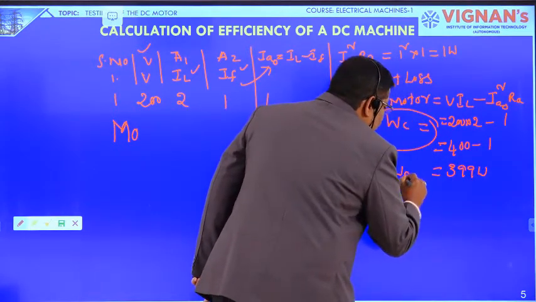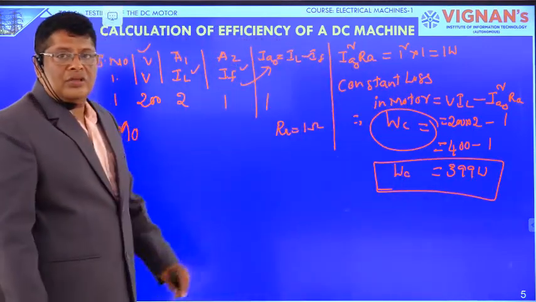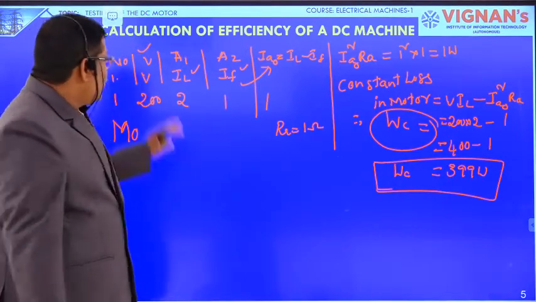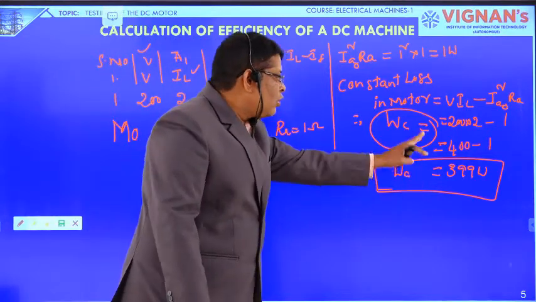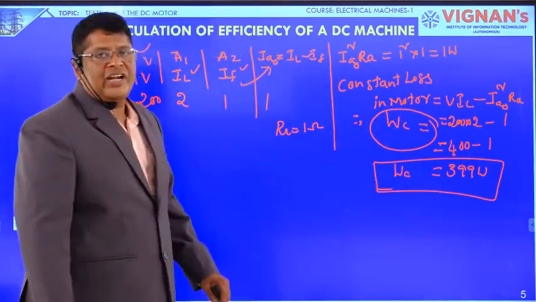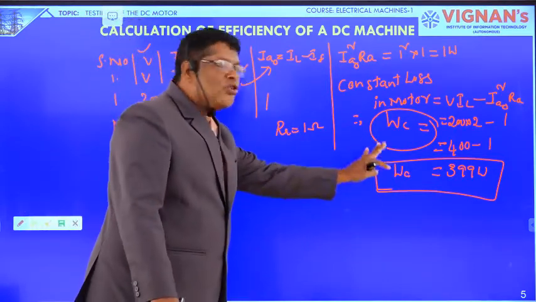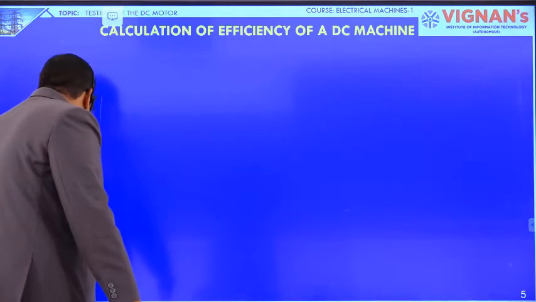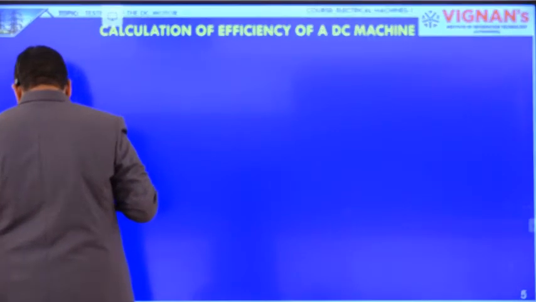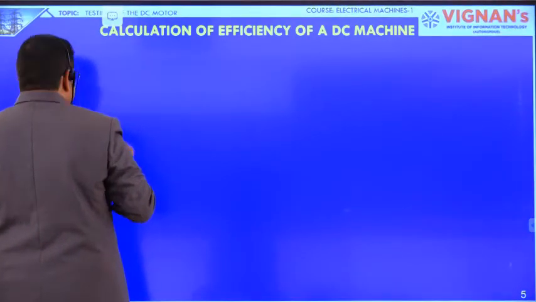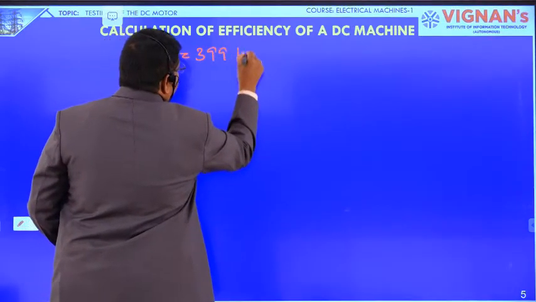This is the constant losses in a motor. I have taken some example. If we take these readings in a Swinburne test, we are getting the constant losses equal to 399 watts. Once we know the value, just try to remember this constant losses. The constant losses WC, how much value did you get? We got WC equal to 399 watts previously.